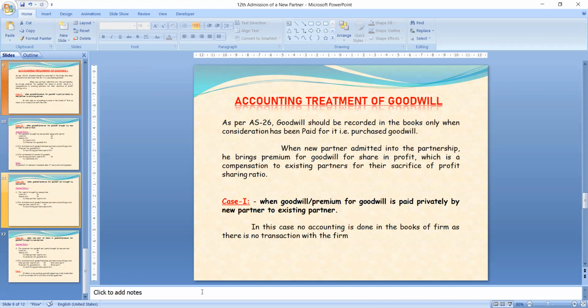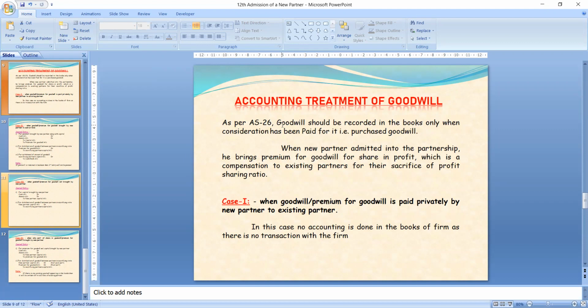As per AS 26, goodwill should be recorded in the books only when consideration has been paid for it. That is purchased goodwill.